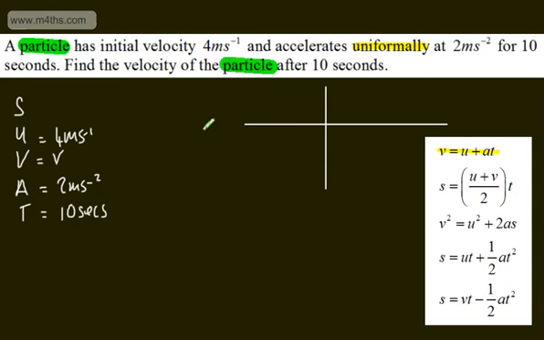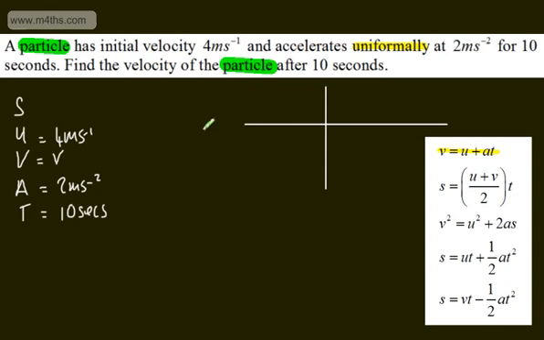So all I need to do is write that V is equal to U plus AT. So V will be equal to 4 plus now the acceleration, which is 2, multiplied by 10. So 2 times 10 is 20, plus 4, V will be equal to 24 meters per second. And that's a nice straightforward application of the constant acceleration equations. So we've taken our particle, it's moving in this direction, and we've worked out the velocity of it after 10 seconds. That's telling me that it's still going to be in the direction of x increasing.